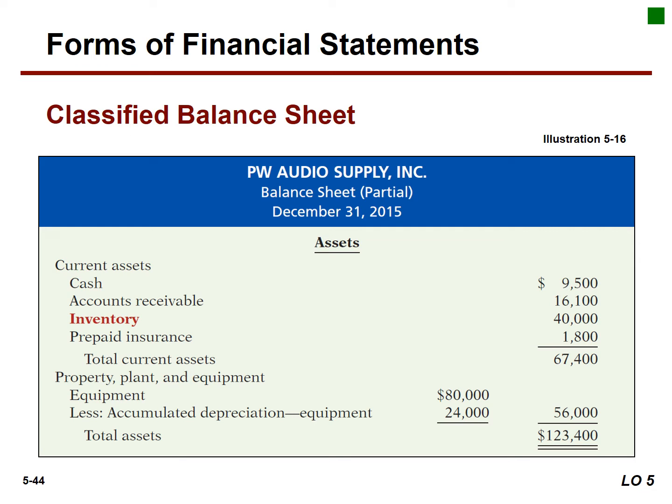Here is a partial balance sheet for PW Audio Supply. It shows our inventory as part of our current assets. We expect to sell our inventory and convert that to cash within a 12-month time period or operating cycle, whichever is longer. And since most businesses have an operating cycle of less than 1 year, typically we're going to look at that 12-month period. We're going to include inventory right below our accounts receivable because we're going to collect those receivables and convert those to cash before we get this inventory sold, which is probably going to go to a receivable before it becomes cash.